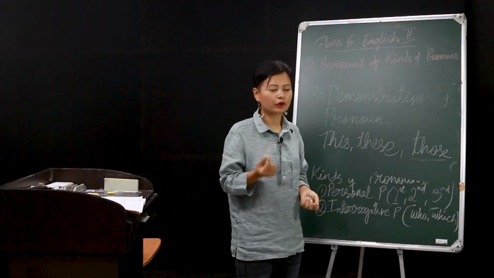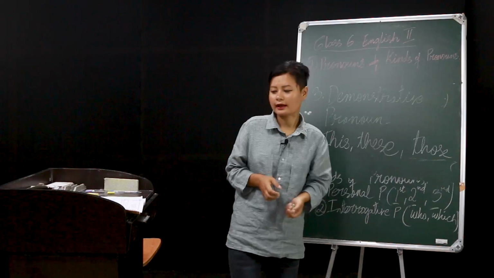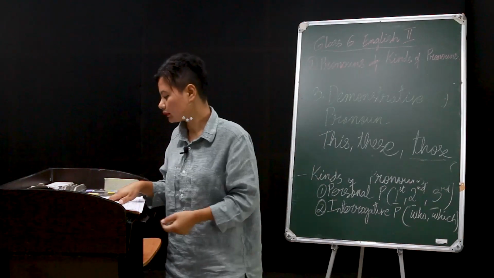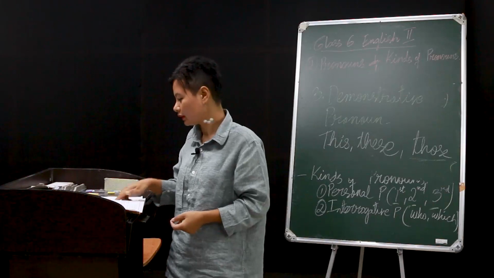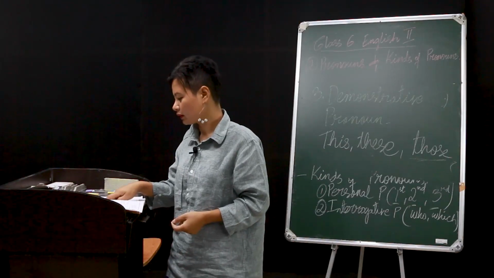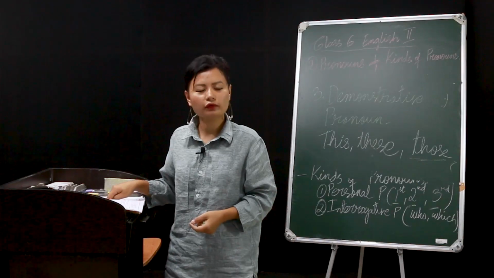We can use it to point to certain things. If you look at the examples given in the textbook, you will be more clear with the concept. For example, on page number 11, read these sentences under demonstrative pronouns, that is point number 3. This is my purse. That means just one purse, not many purses. And then, that is your bicycle. So that is also demonstrating, showing or pointing to something, right? So that will be the demonstrative pronoun.